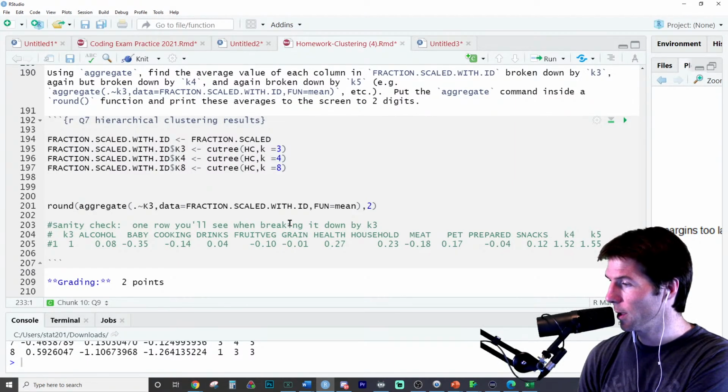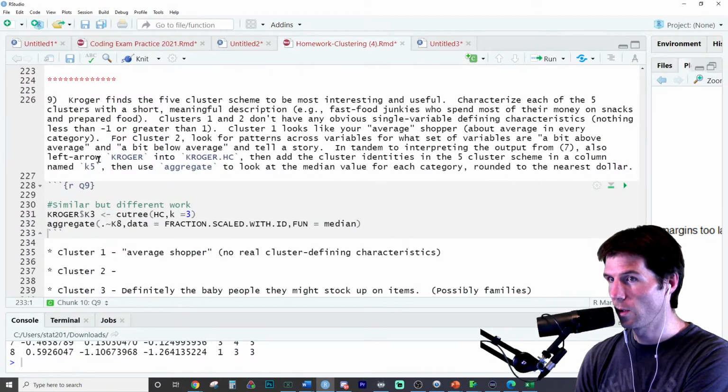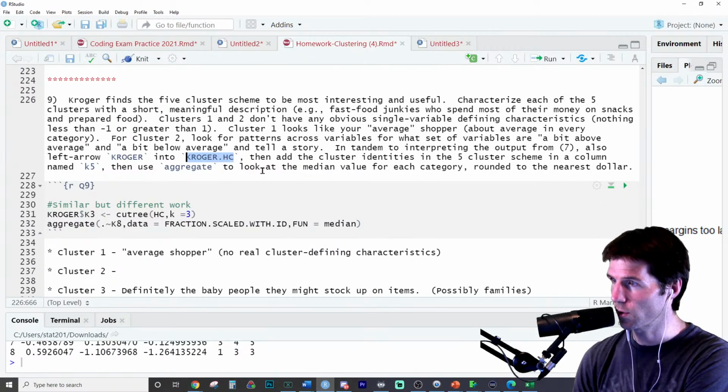For our question, will we be using yes? Make sure to use what it says right here. So left arrow Kroger into this. So you're just making a copy of it right here with the clusters on it. So you're just creating a copy. Does that make sense right there, Mohammed? So you're copying Kroger into Kroger with the hierarchical clustering attached.